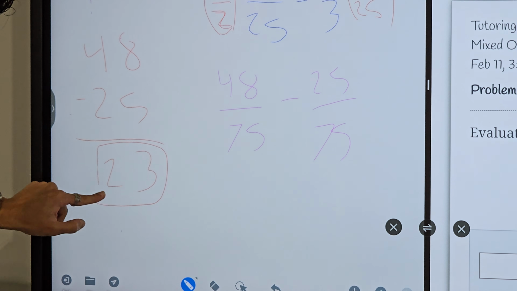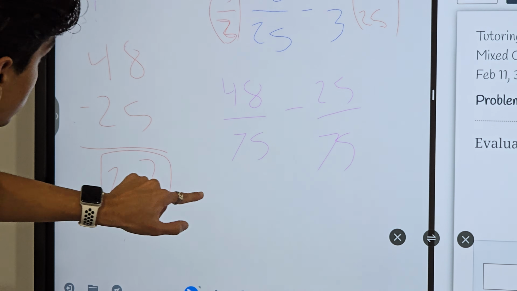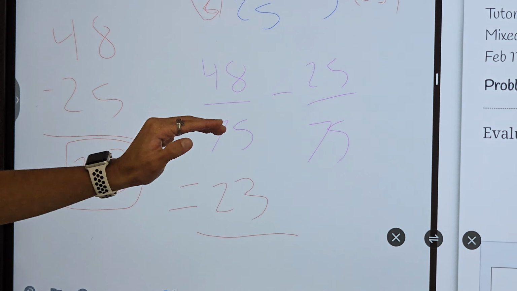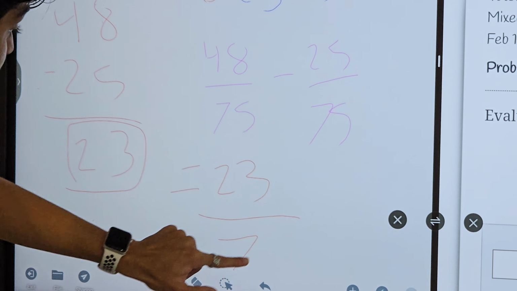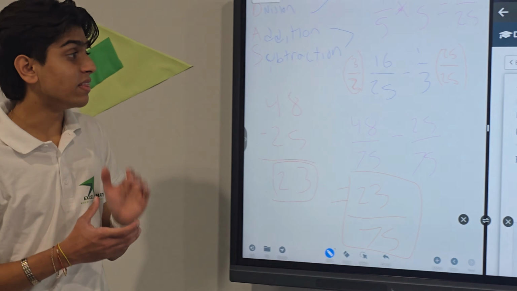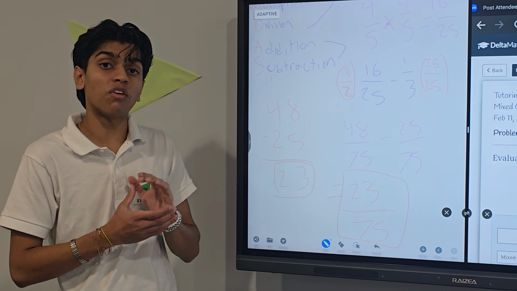And there we have it. Our new numerator is 23. So 48 minus 25 is equal to 23. And then, since our denominators remain the same, it will still be 75. And our answer is 23 over 75. And that is how you solve mixed operations with fractions and exponents.